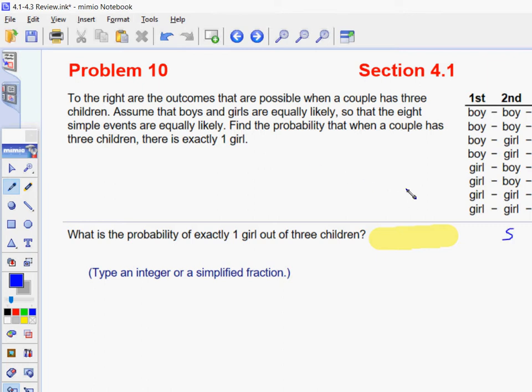This is going to be successes over total. Let's see how many successes we have. Let's look at these 8 simple events. How many of these do we have exactly 1 girl? Not this one. Here is exactly 1 girl. Here is exactly 1 girl. And there's 2 girls. This is exactly 1 girl. There's 2 girls. There's 2 girls, and there's 3 girls. So 3 of the total of 8 have exactly 1 girl, and that's our probability. All right, next question.